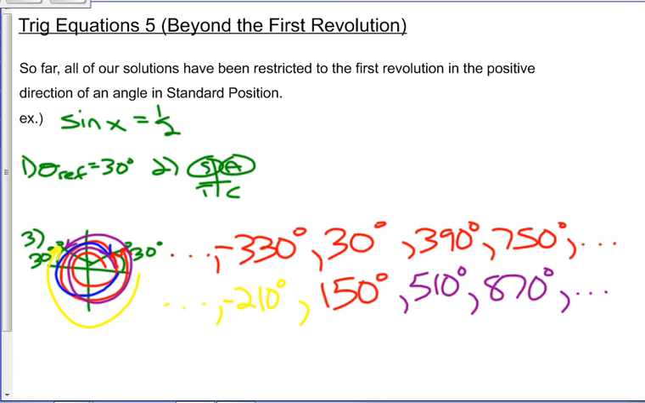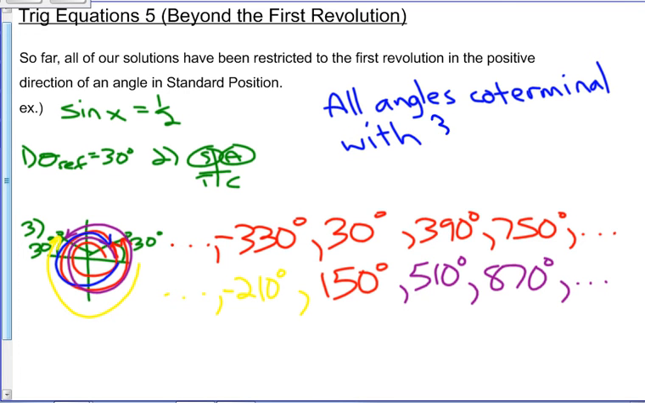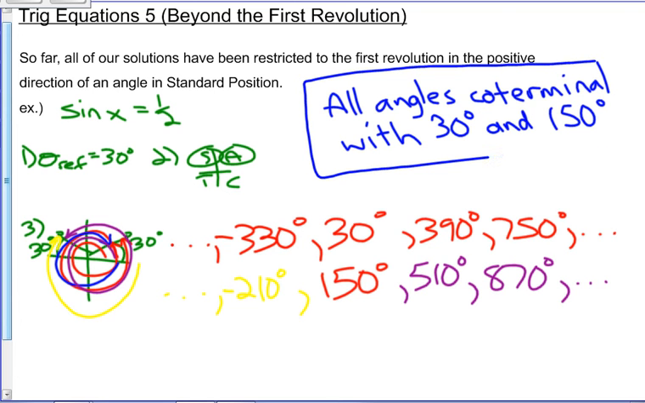Now, what do the solutions look like? The solutions are all the angles coterminal with 30 degrees and 150 degrees. And in the next video, we'll look at how we can write out that infinite set of all possible angles. But in this one, we'll just look for specific solutions that are beyond the first revolution, but in a specific domain. And it's really not that hard to do.